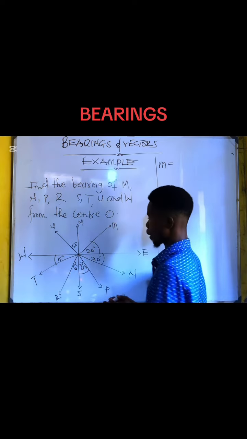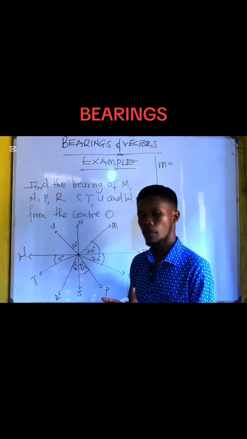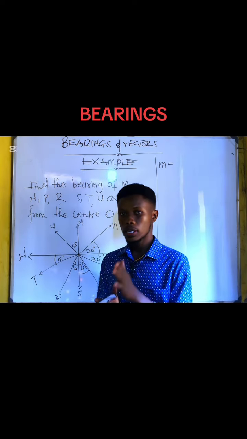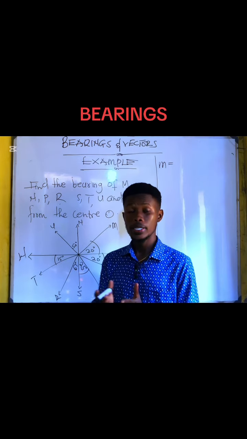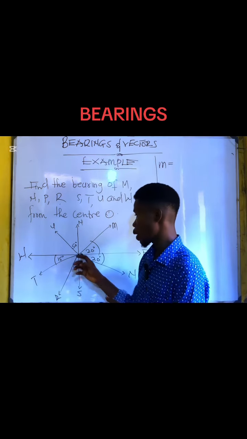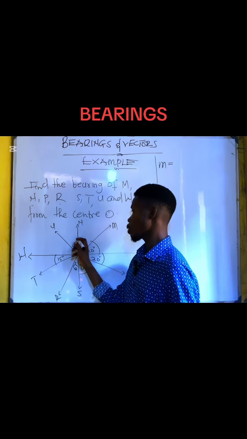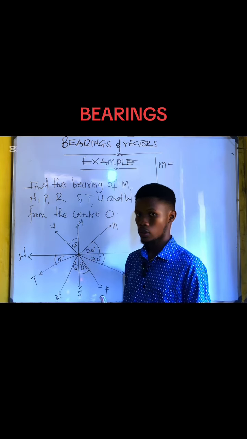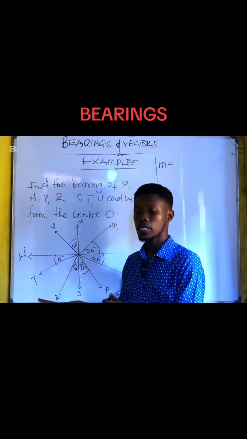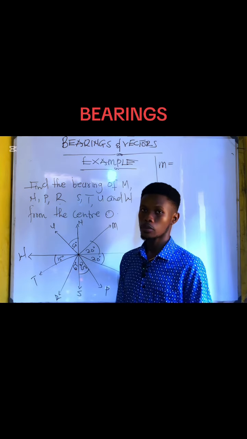Now if you want to find the M, we have seen how the bearing is measured. Before I even continue, someone might ask, I said that it's a 3-digit bearing. Why is it that when I was writing here 50, I didn't write 050? When it's in the diagram like this, you can just write it as it is. But when you are writing your answer, it should be in 3 digits. That's what I'm trying to say.